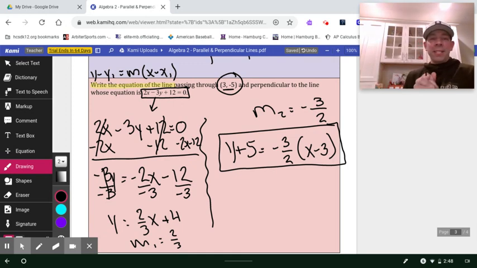So hope you had fun today talking about parallel and perpendicular lines. They're not too bad. Just remember, parallel lines have the same slope, and perpendicular lines have slopes that are negative reciprocals, and you're going to be in great shape.